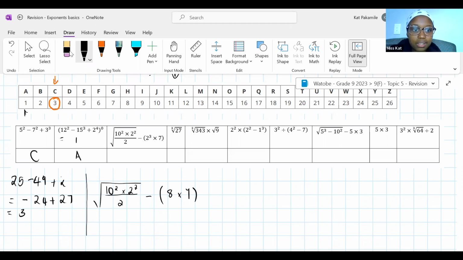8 times 7, 56. So in this whole bracket, we just get a 56. So 10 squared times 2 squared. 10 squared is 100, right? Times 2 squared, which is 4. All over 2 and the square root of this minus 56.